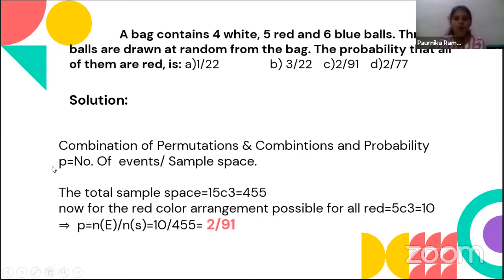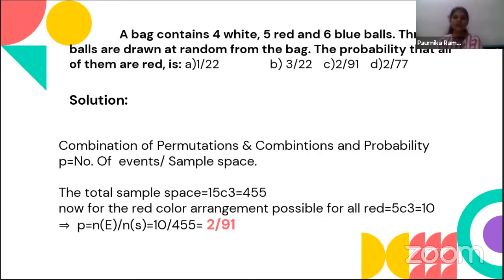So what is P? What is the probability? Probability's formula is the number of events divided by the sample space. Here, what is the number of events? The number of events is NCr, where N here is the number of red balls. So the number of events is 5C3. That is, from the 5 red balls that are given, we have to pick 3 red balls. So the number of events here is 5C3 divided by the sample space.